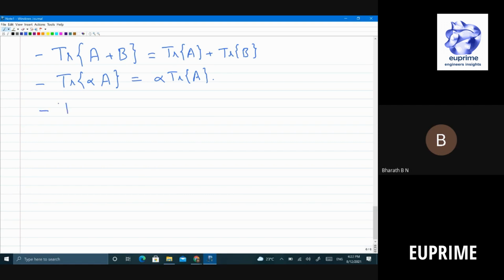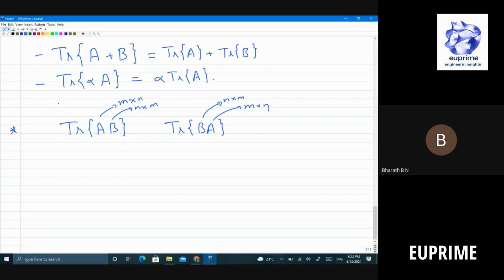Now let me ask, maybe I'll write this. What can you say about, for example, I have two matrices A and B. I'll take trace of AB, trace of BA. Of course, A is M cross N, B is N cross M. So BA is N cross N, AB is M cross M. So what can you say about the traces of these two?